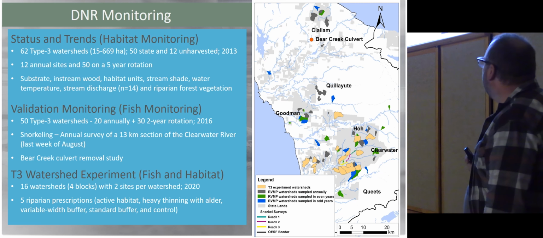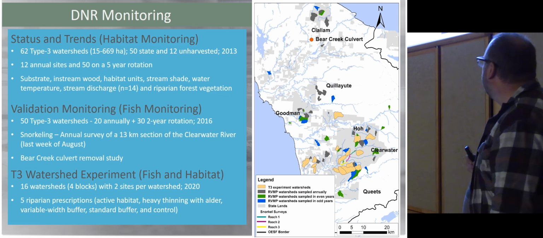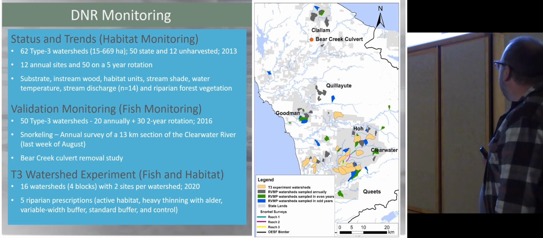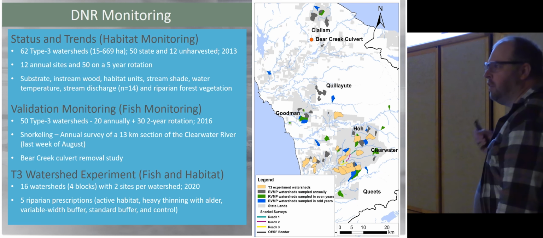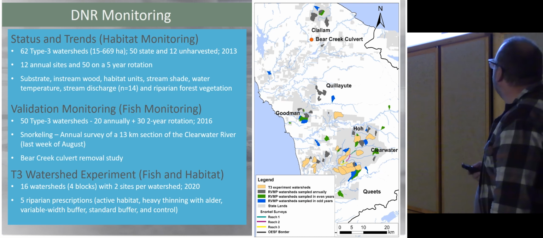We also have our T3 watershed experiment that does fish and habitat sampling. Here we sample about 16 watersheds, 2 sites per watershed. And we have 5 prescriptions that we're going to be looking at in the future, and that will probably be discussed more later on today.